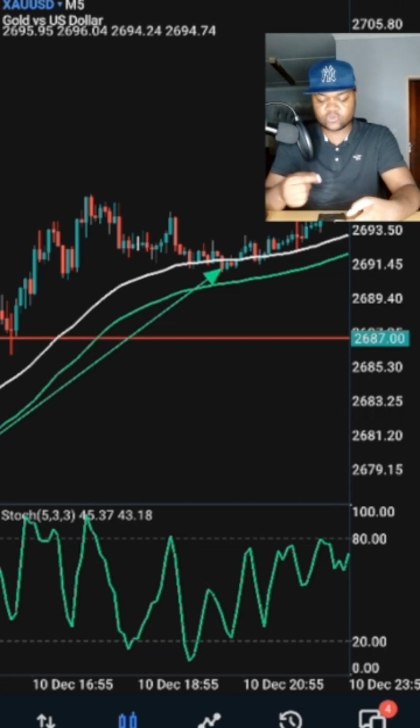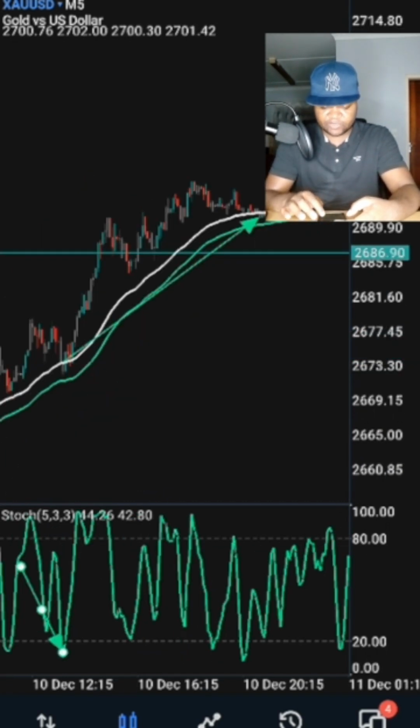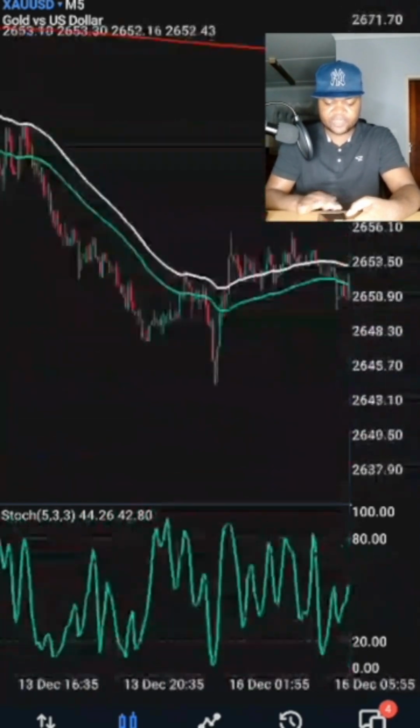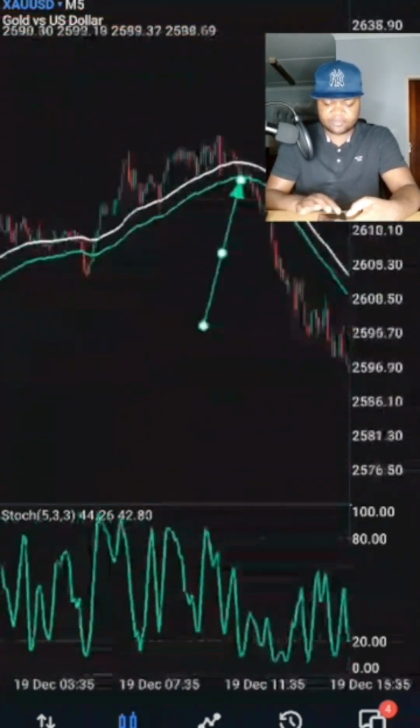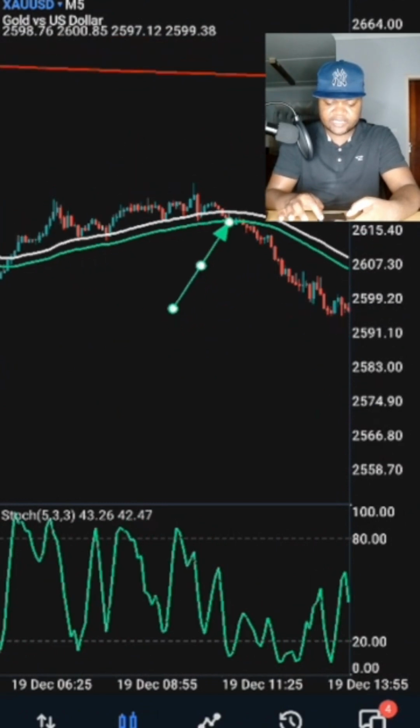So when price crosses below the white line, that's when you exit. So this is how we buy using this particular strategy. So let's look for a selling example that we can make use of. Okay, let's look at what was taking place here.